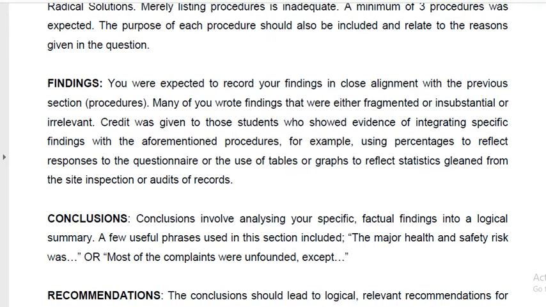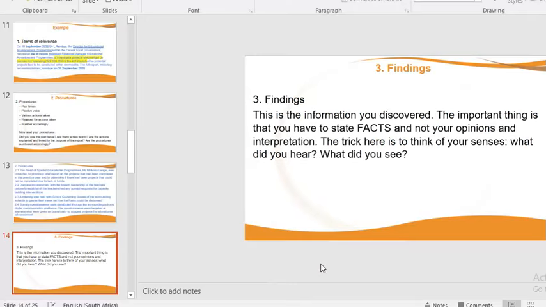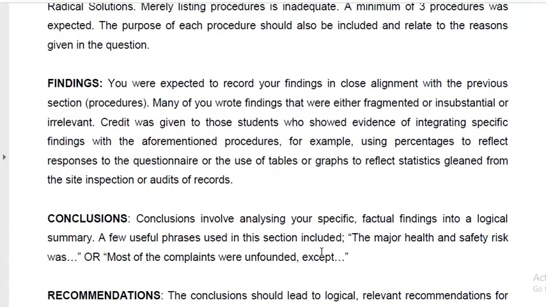Okay, let's go to our PowerPoint. Findings. This is the information you discovered. The important thing is that you have to state facts and not your opinions and interpretation. The trick here is to think of your senses. What did you hear? What did you see? All right. Let's look at the example.